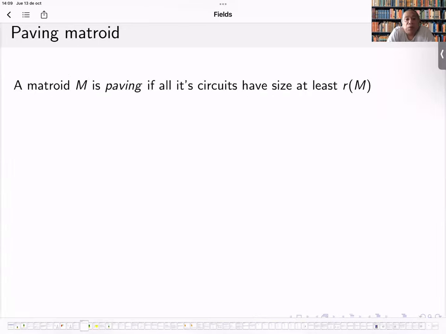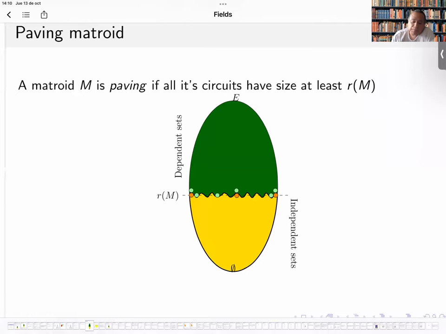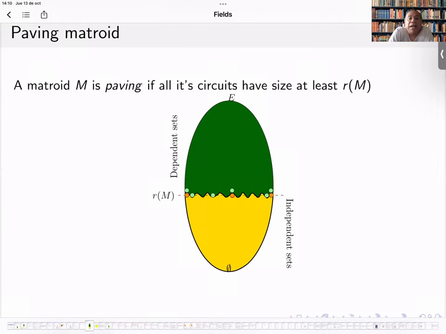So we want to know how this h-vector or f-vector, because we can get one from the other, behaves for different classes of matroids. And let me start with paving matroids. So paving matroids are matroids where all the circuits have size at least the rank of the matroid. So in my picture, everything of size less than the rank of the matroid will be independent, and everything above will be dependent.